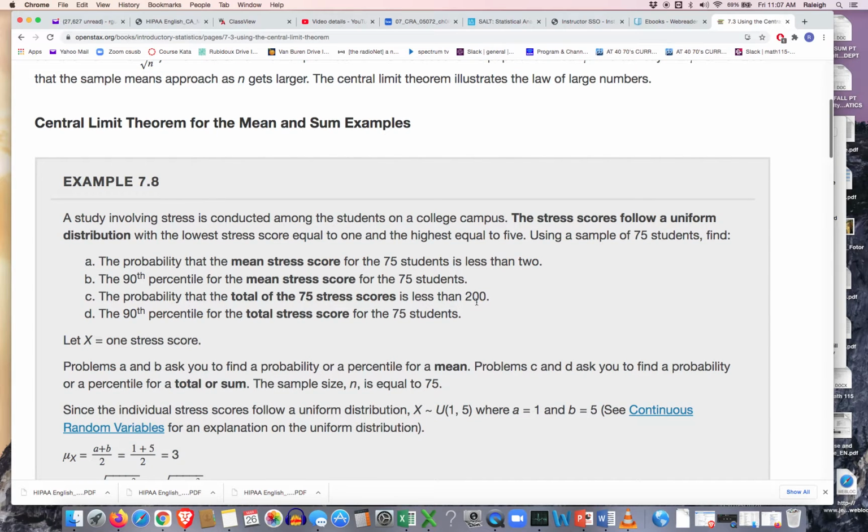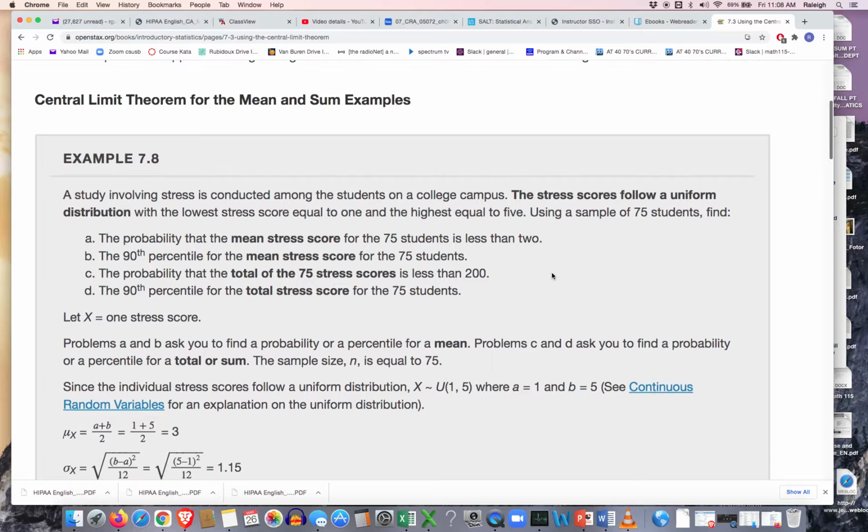It does involve the uniform distribution, which we've seen. There's a calculation here that we've not done and we will not worry about at all. But what's the probability that the mean stress score, because there's a study involving stress amongst students on a college campus, and follows a uniform distribution with low as 1 and high as 5, sample of 75 students. We'd like to find the probability that it's less than 2.